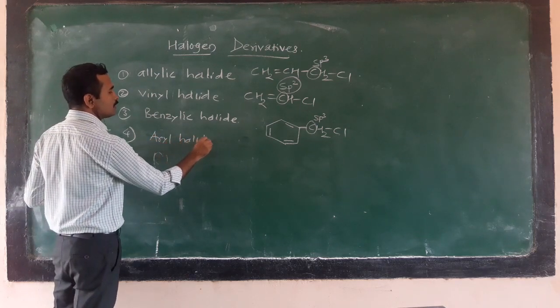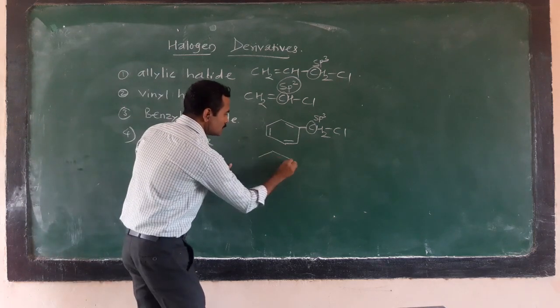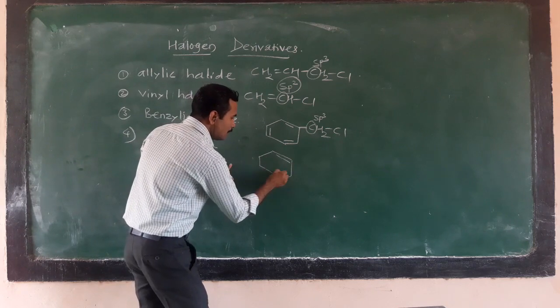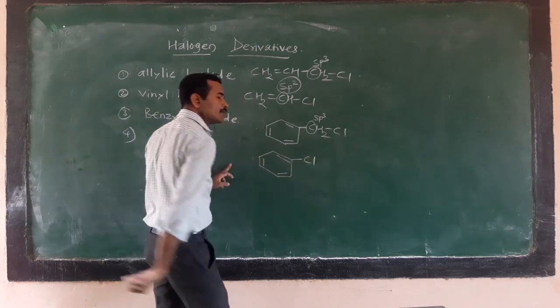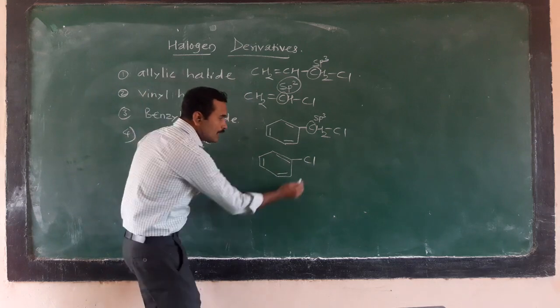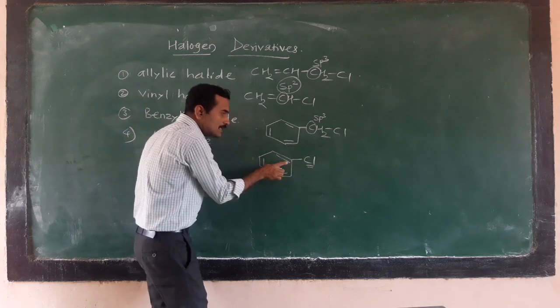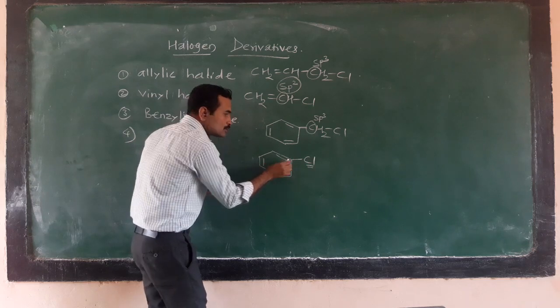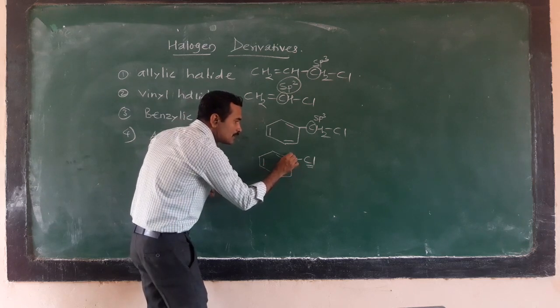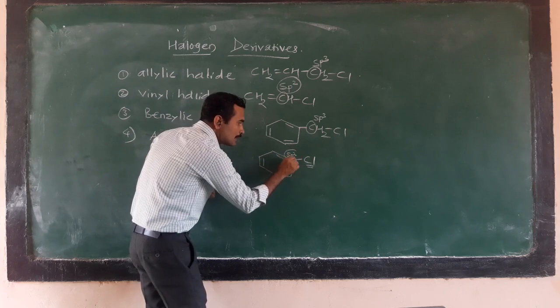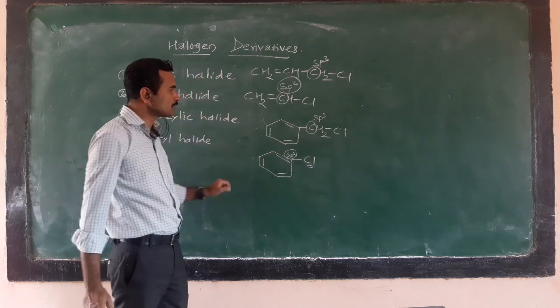Aryl halide. So what happened here? The halogen atom is attached directly to the benzene nucleus, and this carbon possesses a double bond. So that's why the hybridization of this carbon is sp2. A double bonded carbon has sp2 hybridization.